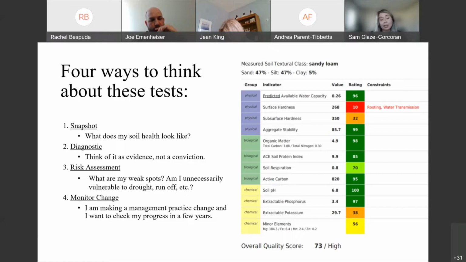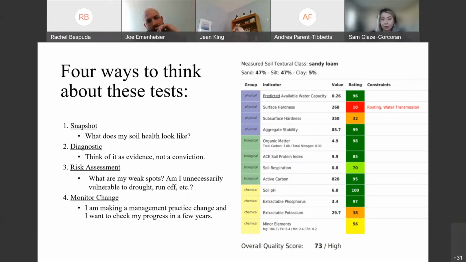And then the last, which is where a lot of the science is right now, a lot of the research is right now, is monitoring change over time. So I can take a baseline soil health test today. I can make my management practice change this summer. Maybe it's a cornfield becoming pasture.